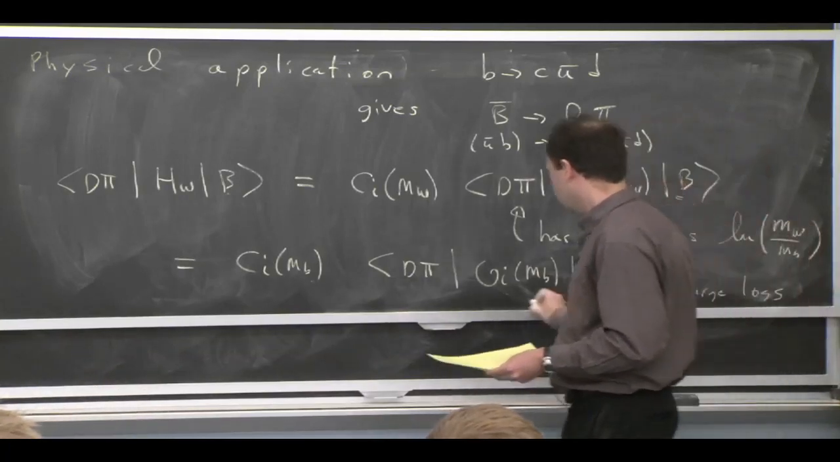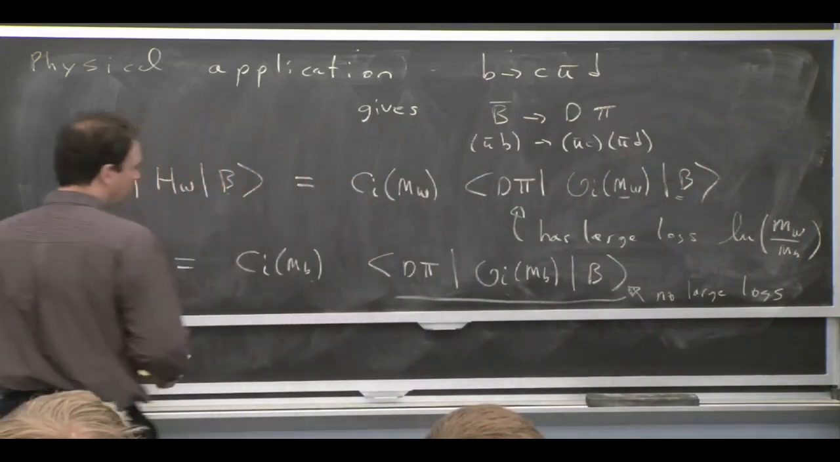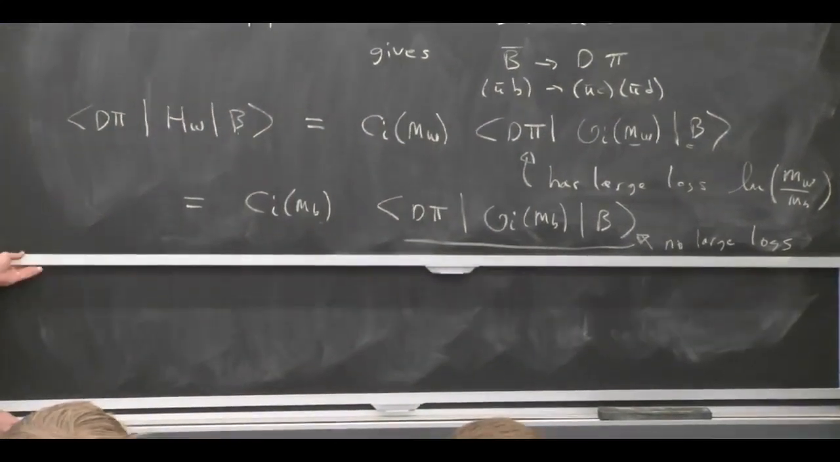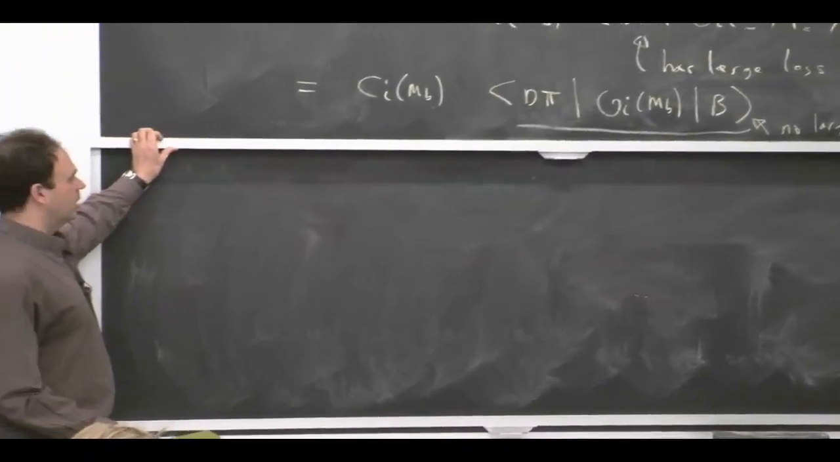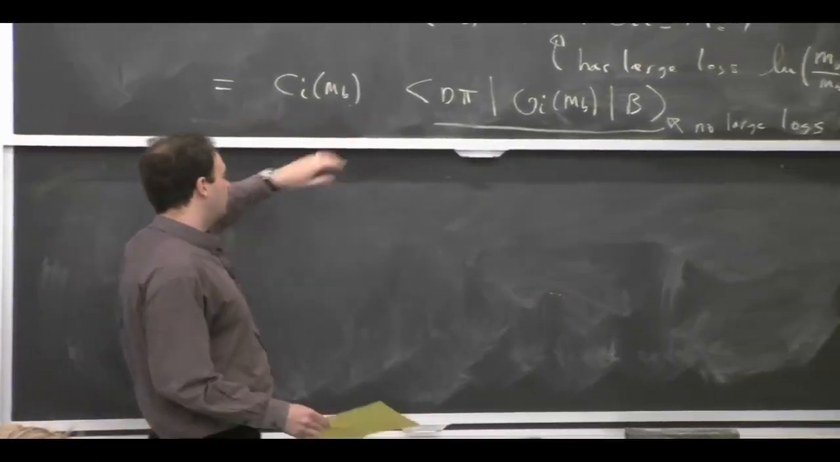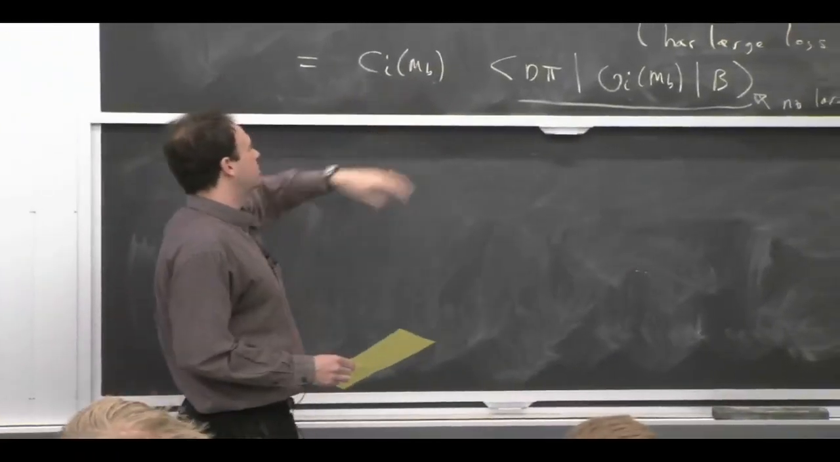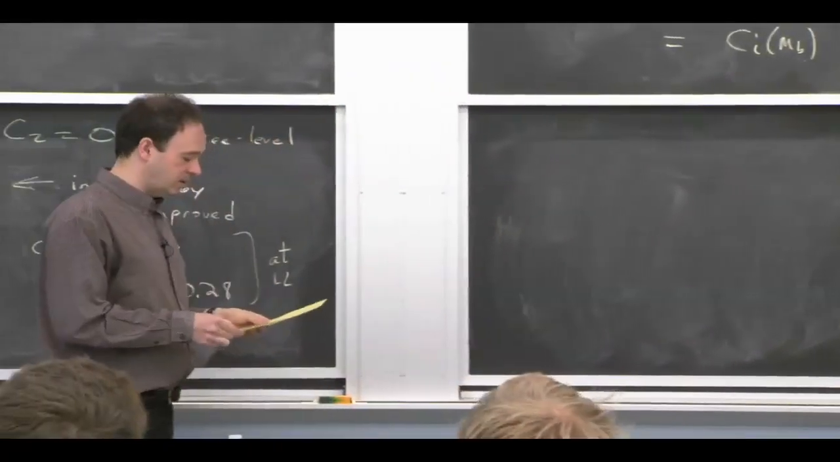Okay, so you'd want to calculate something like this on the lattice or some other way. There's other ways of doing it, and we'll talk about other ways of doing it later on. But so far, we've separated out the scale m_W into this coefficient that's evaluated at the scale μ = m_b.